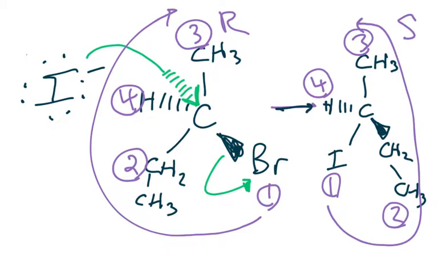So if you get a question about SN2 and they're like, oh, we have R-2-bromobutane and we put iodine into it and kick the bromine off, then what's going to happen? It's going to turn to S. So that's SN2. Now we're going to look at SN1.